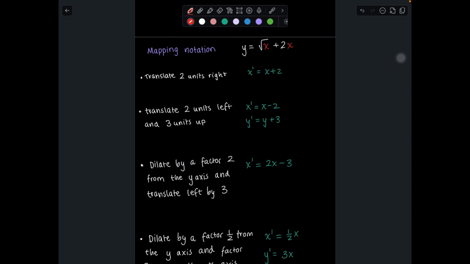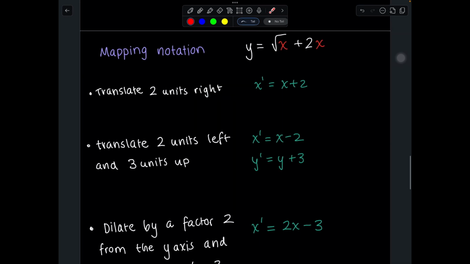I also want to show you something called mapping notation. This is just a different way of communicating to you what transformation they want you to do without using words. So you can see here in our first line, it says translate 2 units to the right. Now, instead of writing this in words, you can use mapping notation to explain the same transformation. So what you can see on the right here is x dash. This means new x coordinate, and this is our old x coordinate here. And what we're doing to our old one is just adding 2. So you can see how what's written here is physically what we're doing to the coordinate, and it's the same thing as what we write in words.